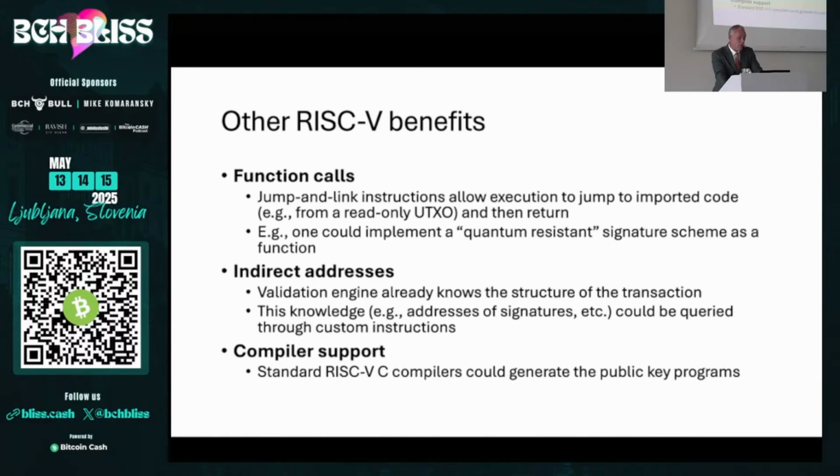So that's pretty cool because it basically allows for all sorts of permissionless innovation. Indirect addresses, that's kind of confusing. I'm not going to talk about that. Compiler support. This is a standard RISC-V machine with standard memory addressing. It's just linear addressing. So any C compiler that can compile for RISC-V can compile C programs to the programs you would need for this system.